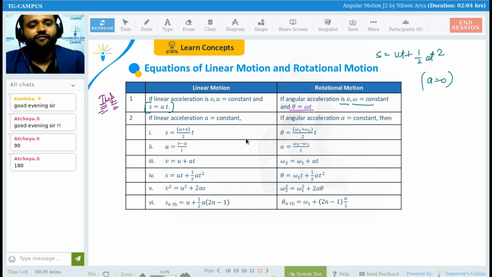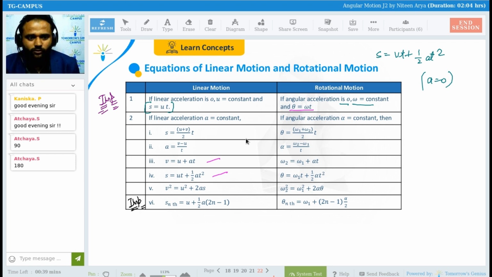Okay. If linear acceleration is constant, not 0, then these are the equations. S equals (u plus v) divided by 2 into t, and acceleration is (v minus u) by t. v equals u plus at, S equals ut plus half at square, v square equals u square plus 2as. And this is very important, you can use it directly, and you are going to find a few questions on that. This is nothing but the displacement in the nth position.